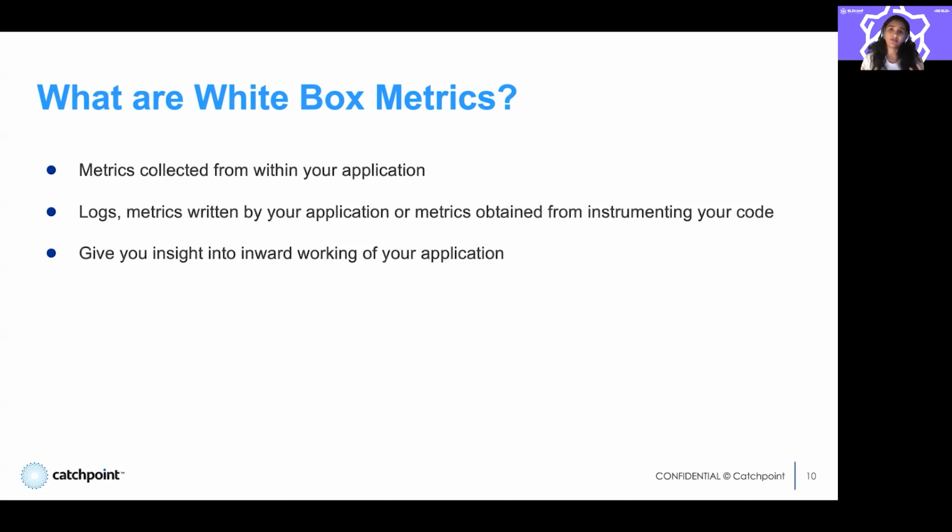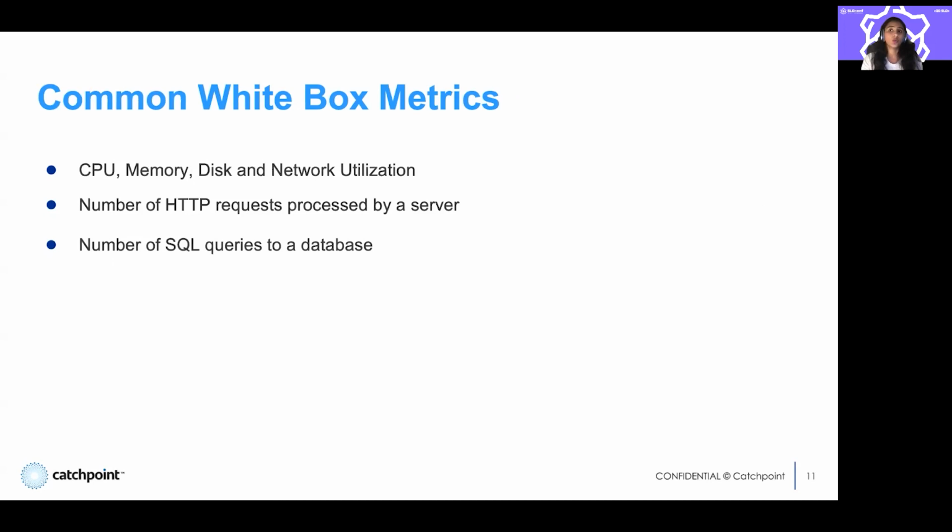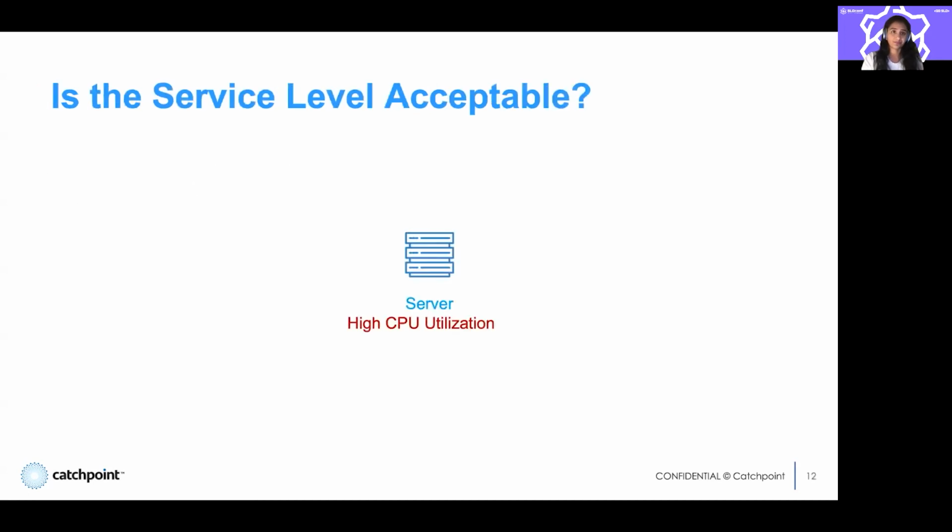What these Whitebox metrics do is they give you a sense of the inward workings of your applications. Some of the common Whitebox metrics include CPU utilization, memory utilization, number of HTTP requests processed by your server, number of SQL queries. These are some of the popular Whitebox metrics. However, one thing that we have to keep in mind with any form of monitoring is the end goal. With monitoring and your service level objectives, what you're trying to answer is: is the service level acceptable for my end users? So we'll see if Whitebox metrics can answer this question.